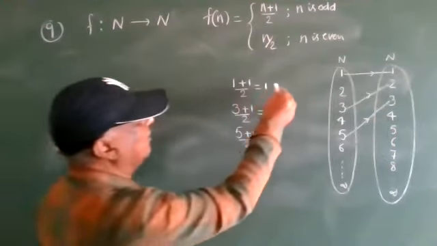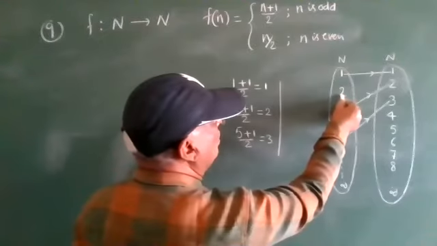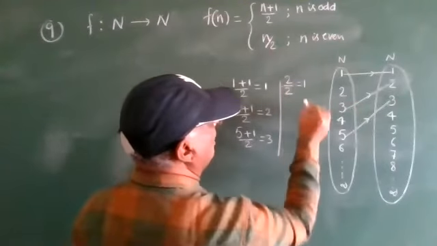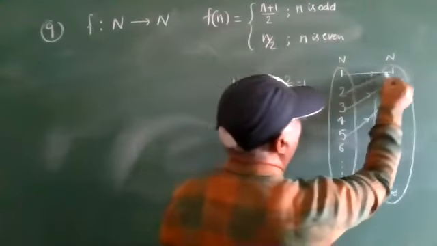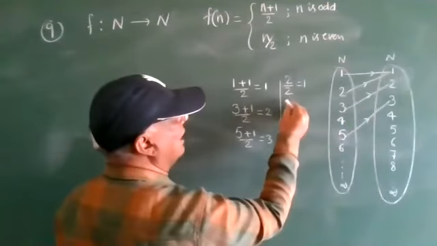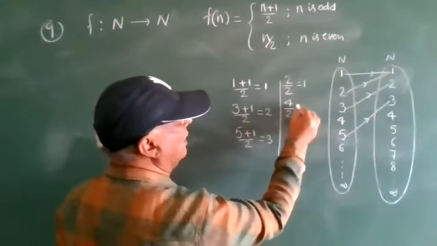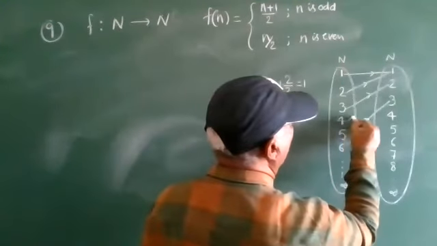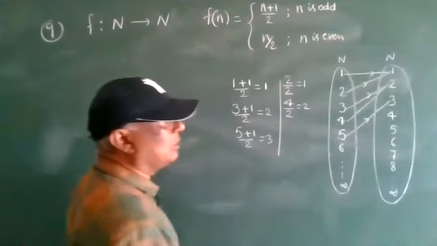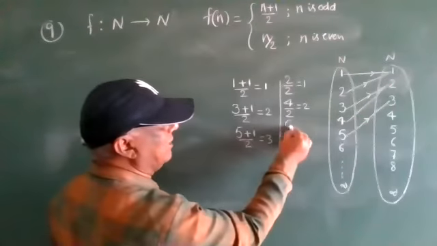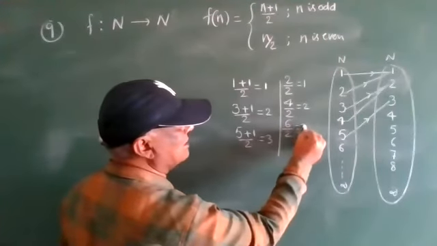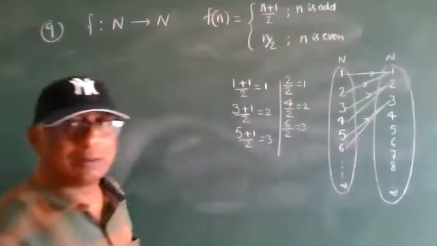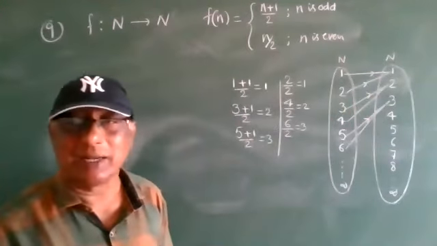Next, take even numbers. 2 is an even number, 2 by 2 is equal to 1, so 2 also maps to 1. 4 is also even, 4 by 2 is equal to 2. 6 is an even number, 6 by 2 is equal to 3. So what do we have to understand?